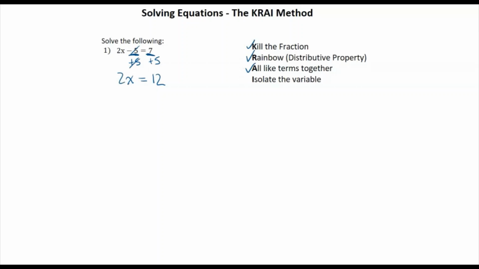So we isolate the variable by dividing by the number in front of the x. If I divide by 2, there we go. 2 divided by 2 cancels out to become 1, so we just get x equals 12 over 2, which is 6. And so now we've isolated the variable. So for this one, all we really had to do was get all the like terms together and isolate the variable. The next question we're going to look at is kill the fraction. It's going to be part of it. And then the last one is also going to include the rainbow step, or the distributive property.